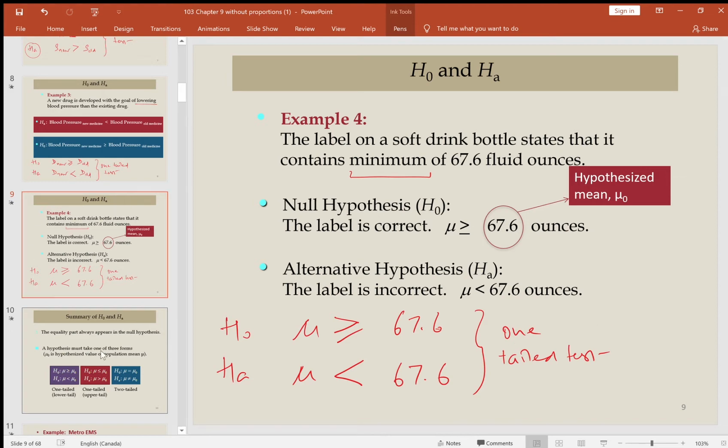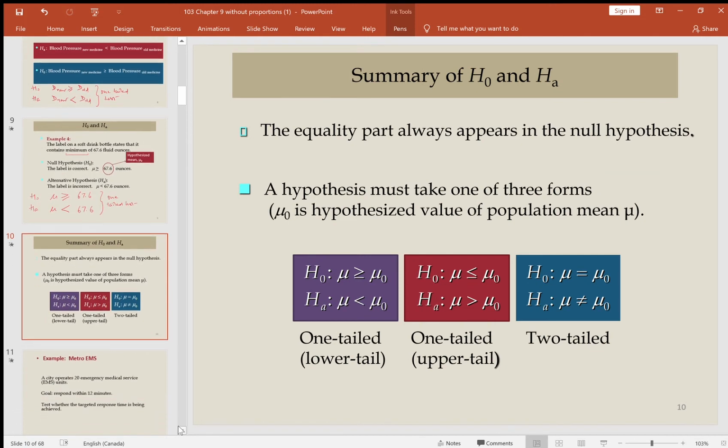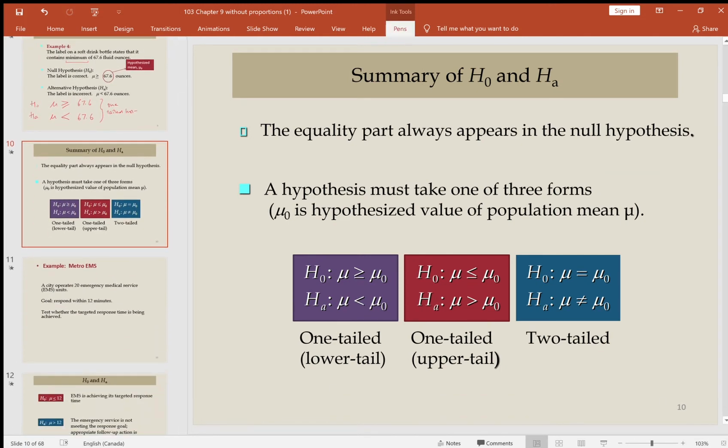So as I said, the equality part always appears in the null hypothesis, right? So this is a one-tailed test, and this is also a one-tailed test, and this is a two-tailed test because we have equal to and not equal to sign here, right? So this is called a lower tail test because in the alternate mu is less than mu naught, the hypothesized value or the hypothesized parameter, and this is upper tail because mu is more than mu naught.